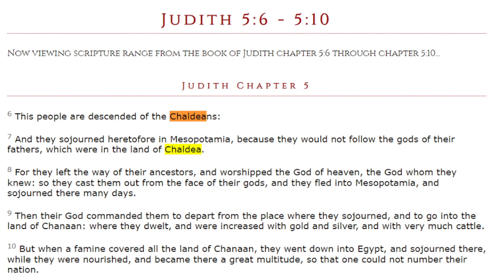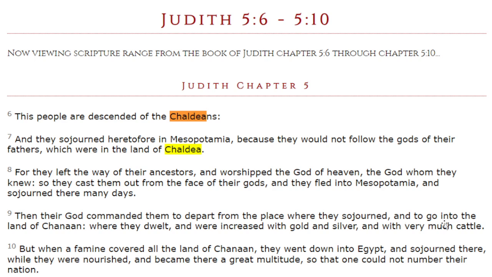This people, this is Judith 5 and 6, this people are descended of the Chaldeans, right? Descendant meaning they share a common ancestor. And they journeyed heretofore in Mesopotamia because they would not follow the gods of their fathers, which were in the land of Chaldea. For they left the way of their ancestors and worshiped the God of heaven, the God whom they knew. So they cast them out from the face of their gods and they fled into Mesopotamia and sojourned there many days.